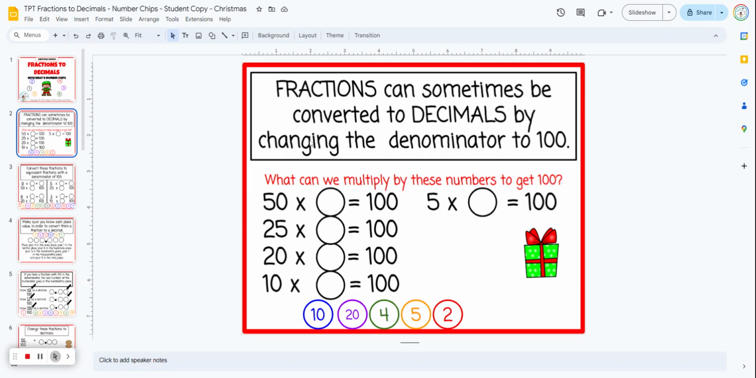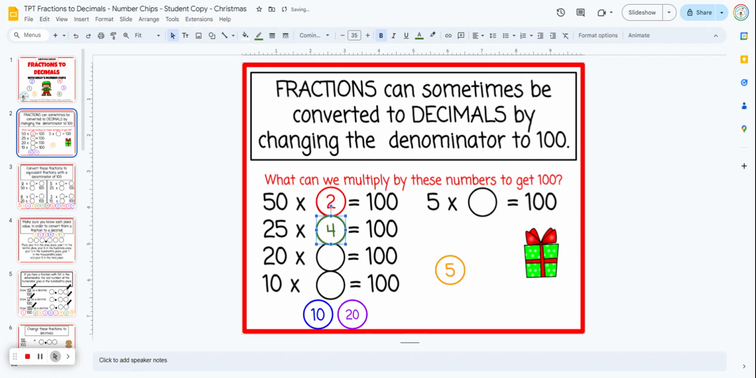So the first slide, slide 2, is fairly simple. It's just asking students what we multiply times each of these numbers to get 100. And this is going to walk them into that step of changing a fraction to an equivalent fraction with 100 in the denominator. So all they have to do is move the number into the correct place to show that multiplication. So 50 times 2, and all they have to do is click on the edge of the chip, and then they can move it into place. 20 times 5, 10 times 10, etc.